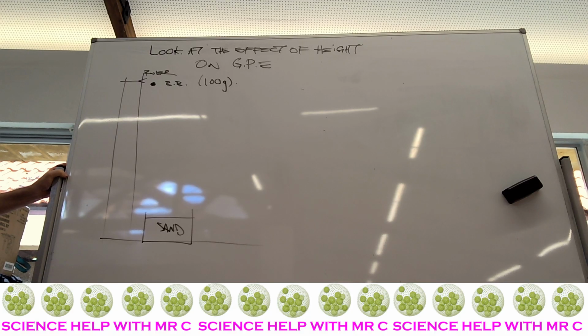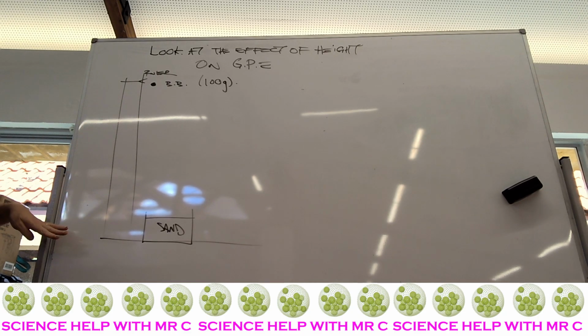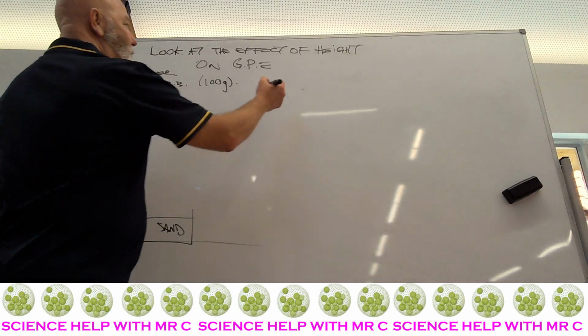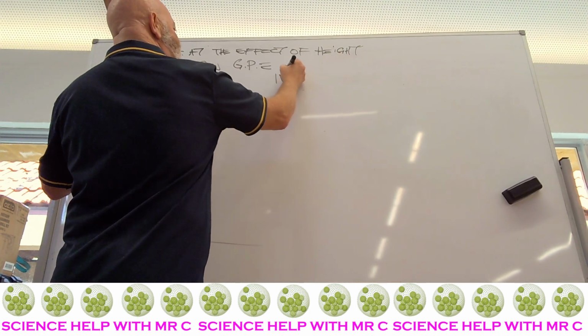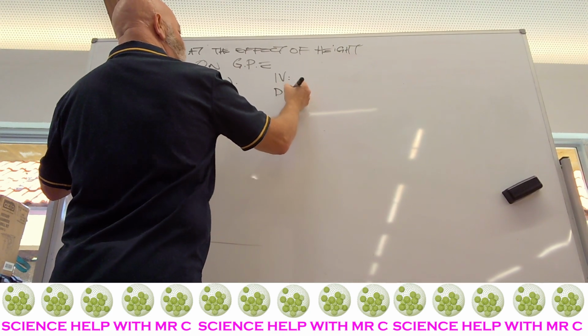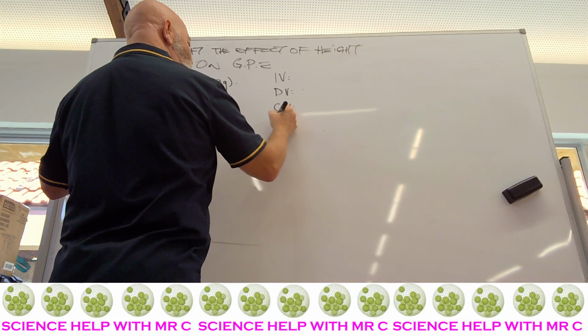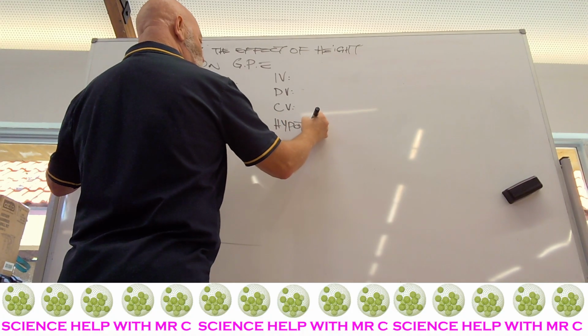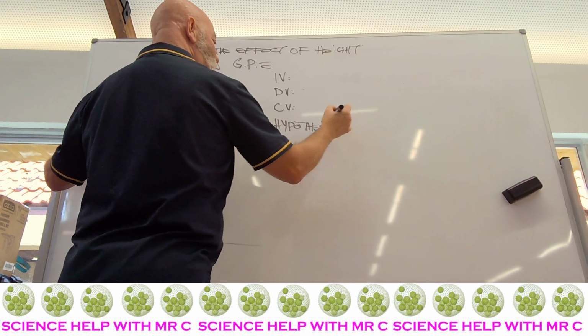Are we calculating the GPE? I'm about to do it right now. So let's go through. That's the setup. You're going to be dropping the ball bearing from various heights as you go up, and from each height, you want to do it at least 3 times. So the things that we need to get right: the independent variable, the dependent variable, the controlled variables, and we want to talk about the hypothesis.